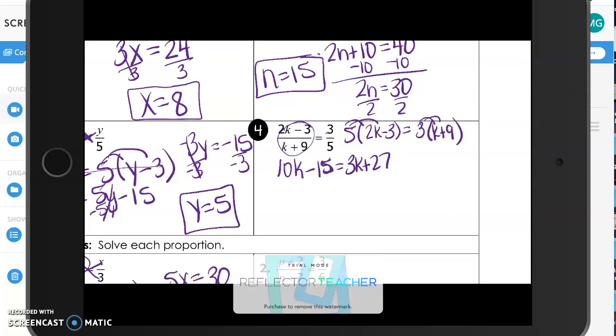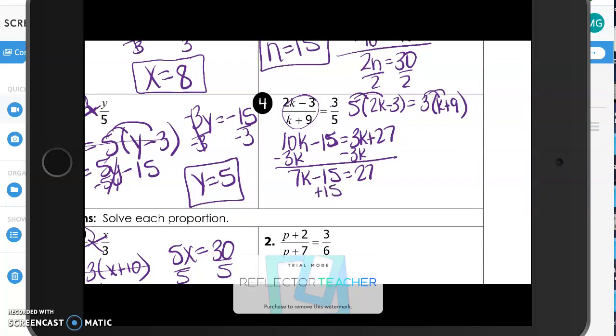This is the longest your problems will be, is if you have to distribute both sides and then you've got a variable and a constant on each side. So all of the steps would be to subtract 3k, giving us 7k minus 15 is equal to 27. Then we would have to add 15 to both sides, giving us 7k is equal to 42. Then finally I can divide by 7 and get k equals 6 as my final answer.